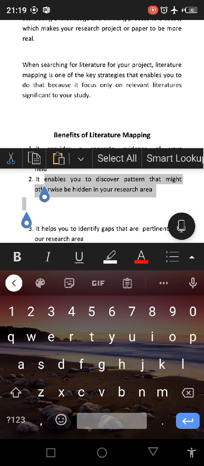And while you are doing this, it also reveals a pattern in the writing of people. Do you understand? It reveals a pattern in the writing of people. Let's take, for example, I, as a researcher, am interested in writing on sustainability.